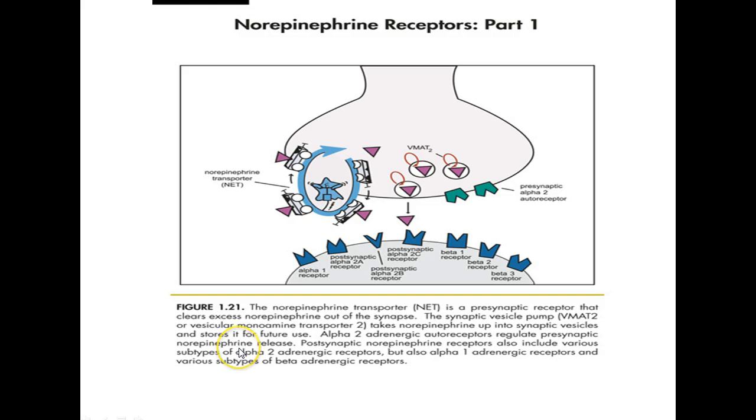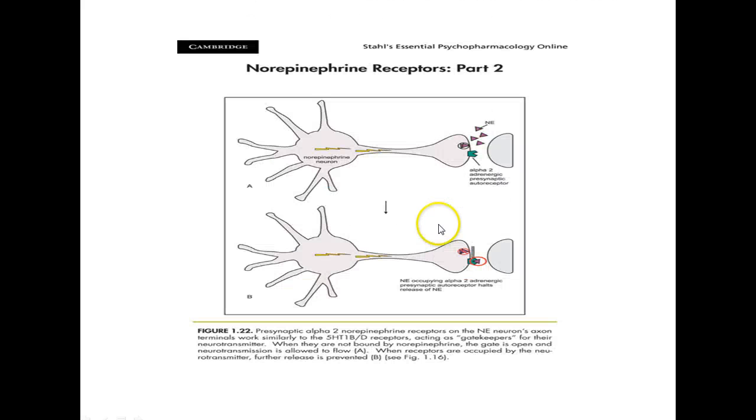This slide continues to emphasize the role of alpha-2 receptors, which are heavily responsible for regulation and release of norepinephrine, and of course uptake by the norepinephrine transporter through the presynaptic route, the two most important ways norepinephrine is removed from the synaptic cleft.